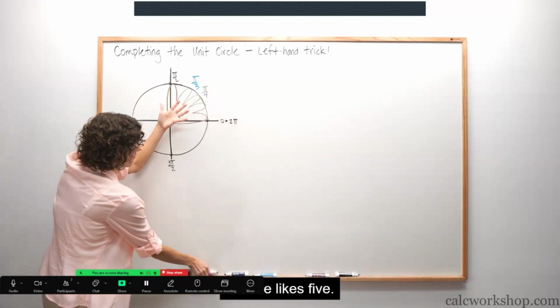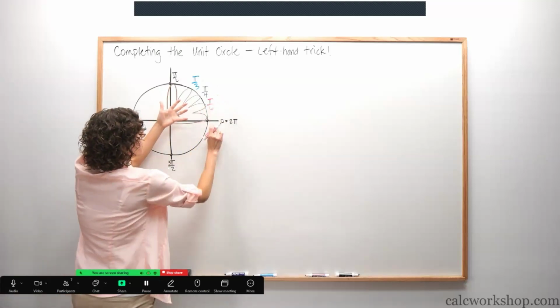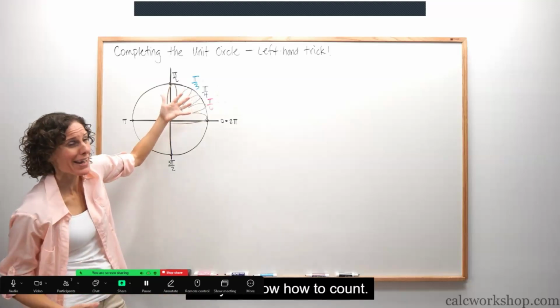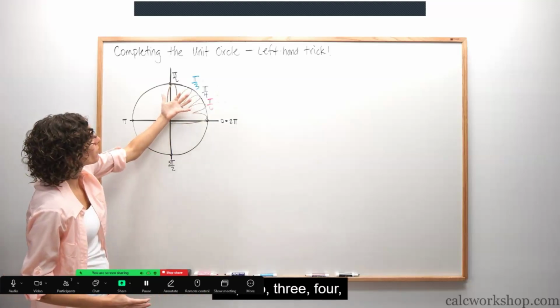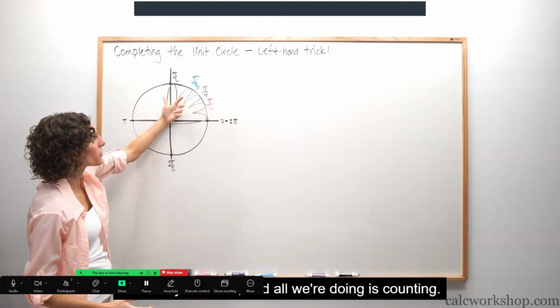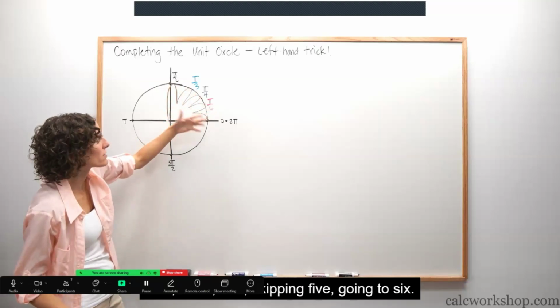No one likes 5, just kidding. And then pi over 6, 0. All we're doing is counting, and you know how to count. So 2, 3, 4, no one likes 5, 6, 0. It's all in your hand, and all we're doing is counting. 2, 3, 4, skipping 5, and going to 6.